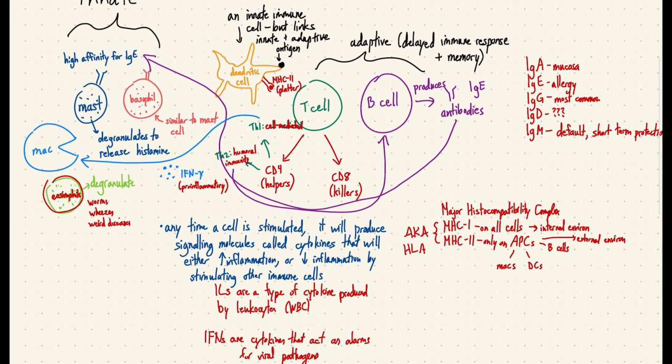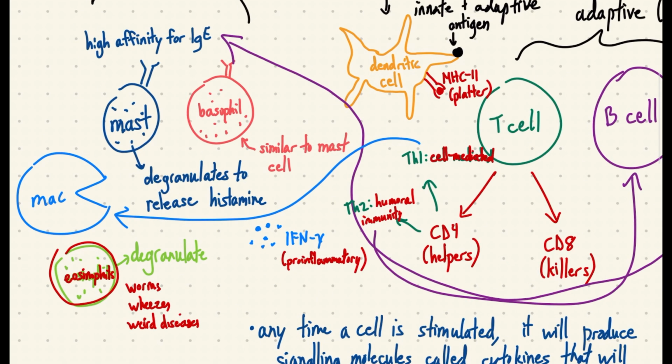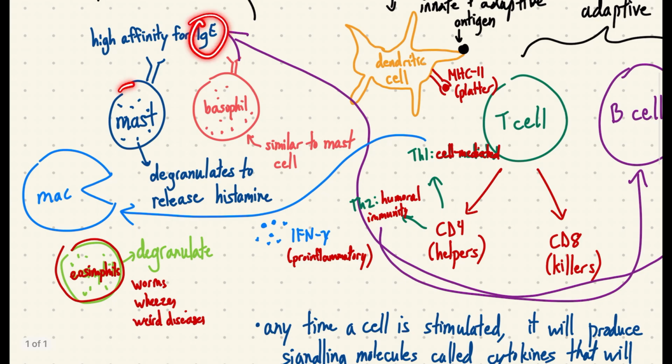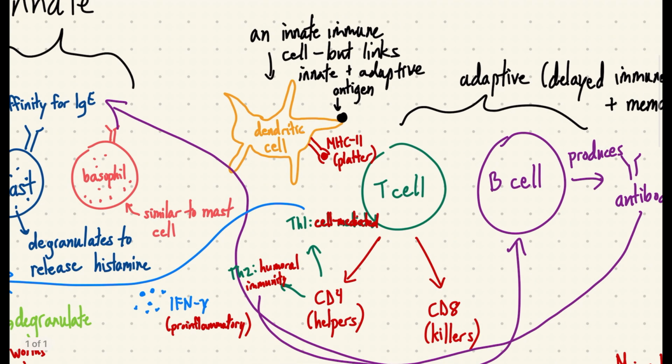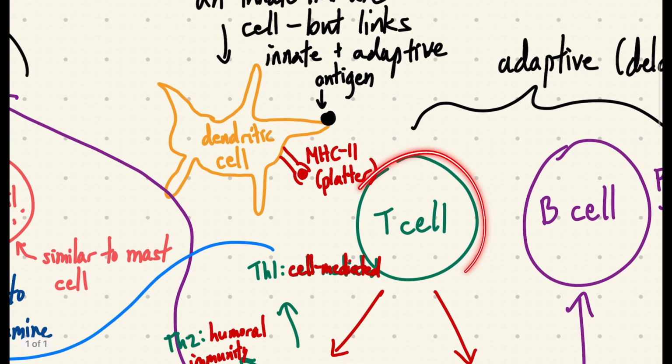So I'm going to give you a high-level summary right now. What you need to know. You need to know these guys. These are involved in allergy, okay? IgE specifically, mast cells, basophils. What's going to happen is your dendritic cell is going to present an antigen, an allergen specifically, to a T cell.